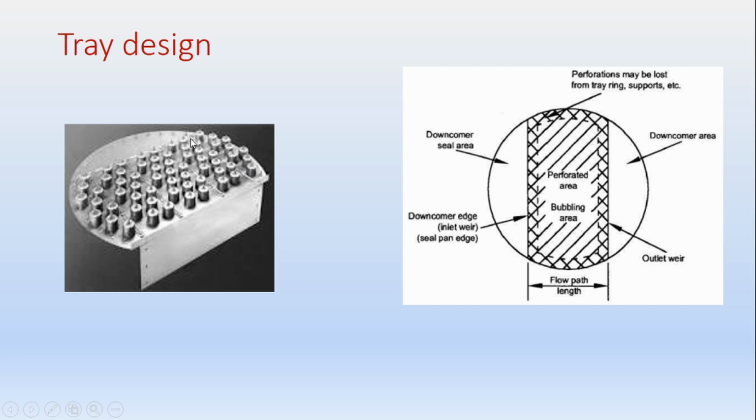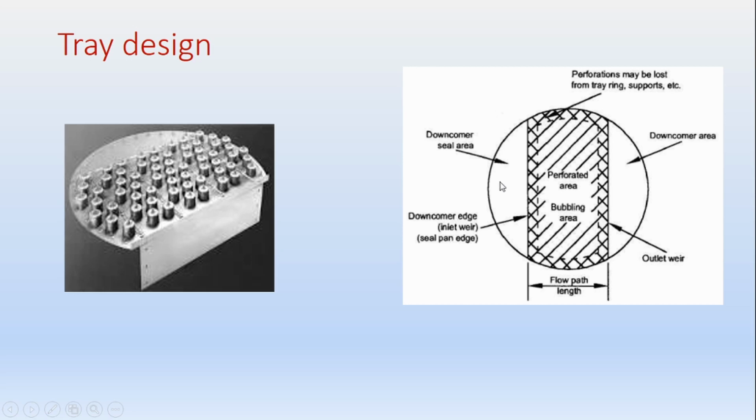We are losing this portion of the tray, and we are also losing this portion of the tray, the downcomer region that we had considered as 12%, right? So this is the perforated area or the bubbling area. If we say it is the sieve tray, this is the perforated area, or the bubble caps where the bubbling happens. This is the downcomer seal area, right?